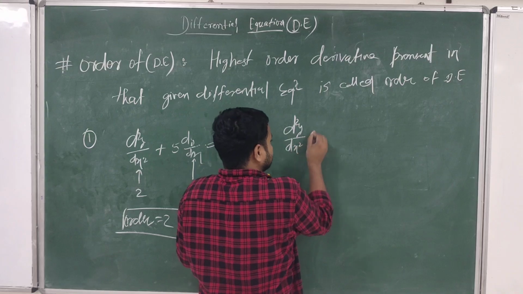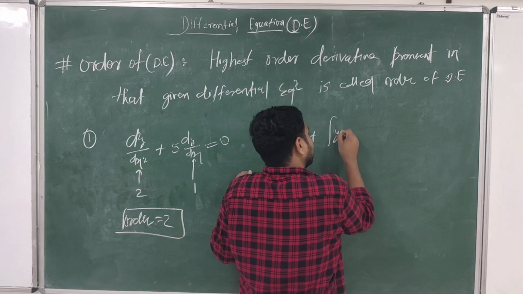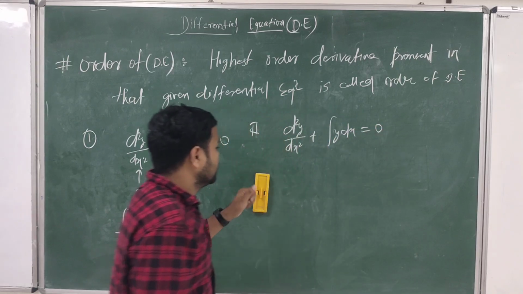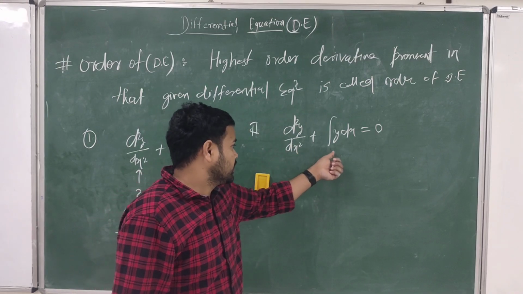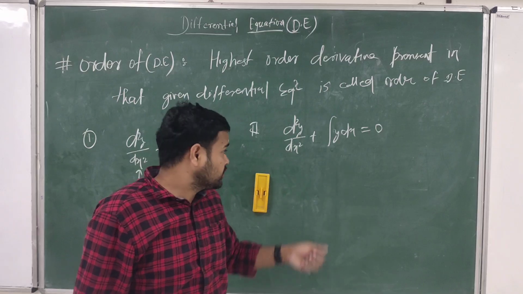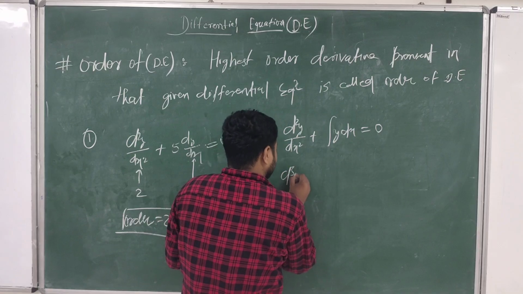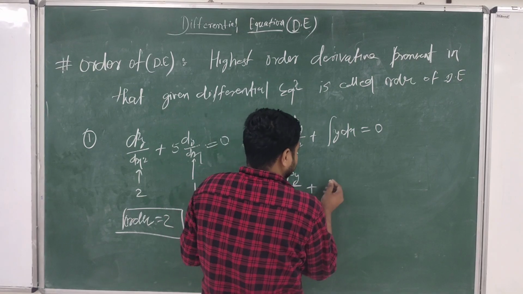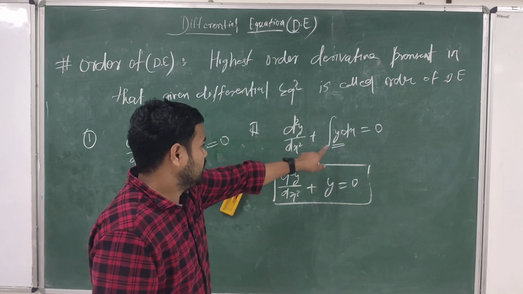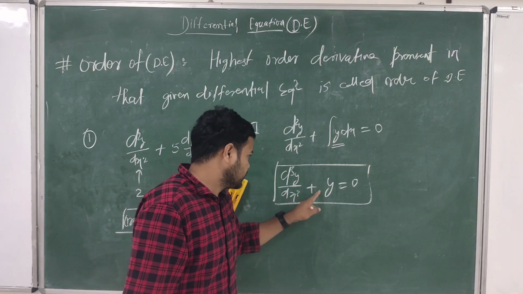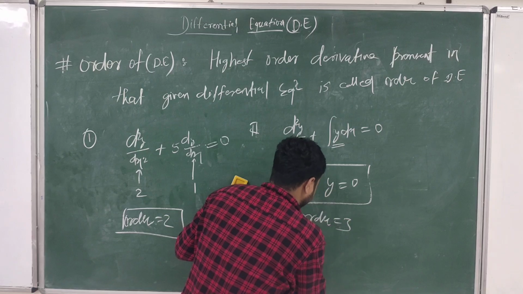And second, d2y upon dx2 plus the integral of y dx equals 0. Here there is a sign of integration, so we can't state the order directly. First of all, we differentiate both sides: d3y upon dx3 plus y equals 0. Now it is free from the sign of integration, so we can say that the order of the differential equation is 3.